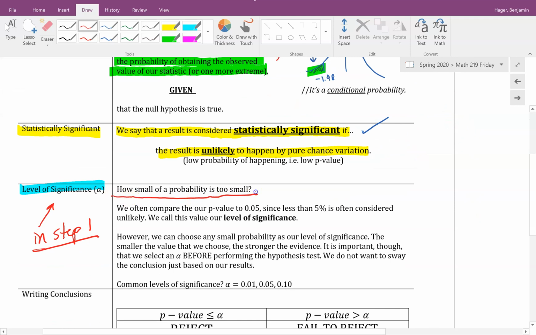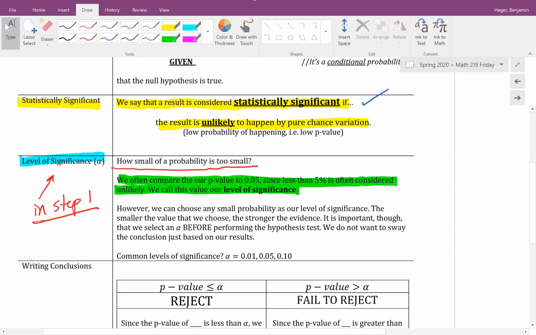That is our significance level. How small of a probability do we want to consider too small? And you get to choose that. So a very common one is 5%. We often compare our p-value to 5%. Okay? That is our level of significance. However, you can choose any level of significance you want. Some very common ones are 1%, 5%, and 10%. Again, if you were choosing yourself, I would make 5% my default.